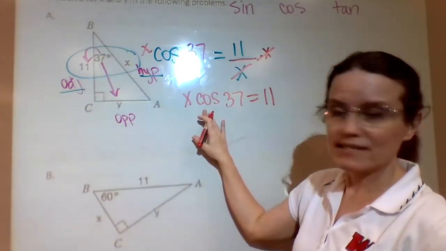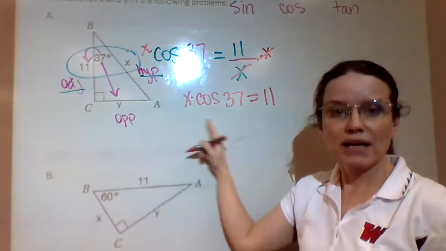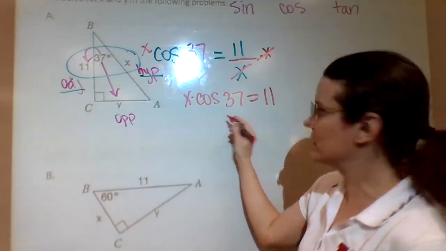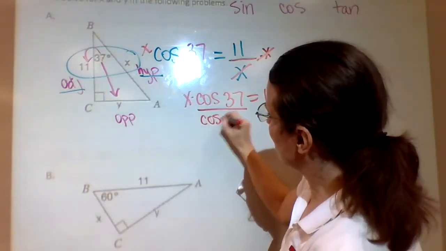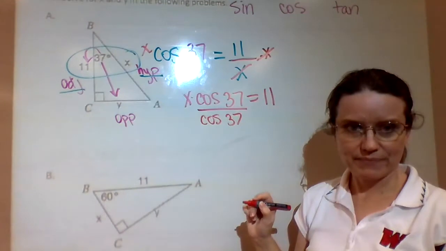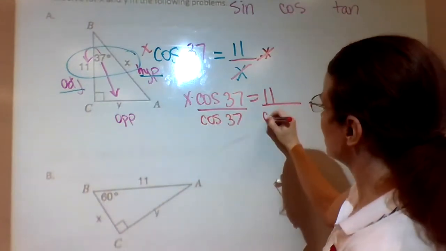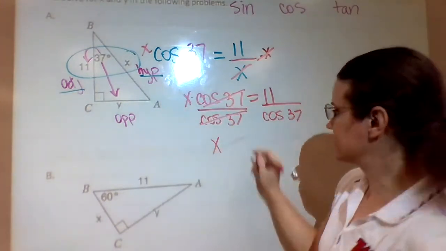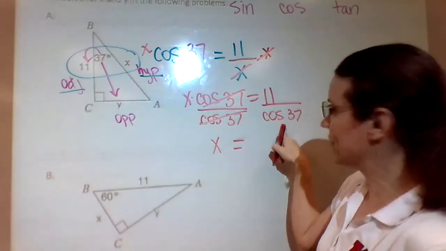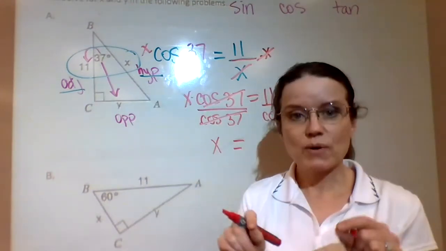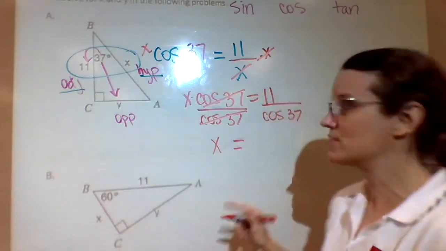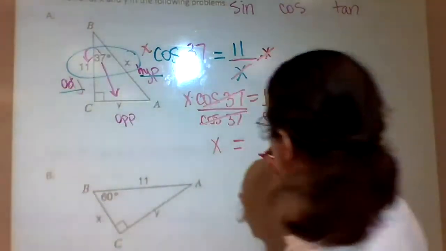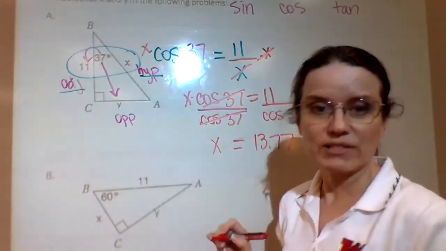Now to get x by itself, I see that x is multiplied by the cosine of 37. To remove the multiplication by the cosine of 37, I need to divide by the cosine of 37. Well, if I divide on the left, I've got to divide on the right. And so those will cancel, and now x will be all by itself. And over here, I just have to do 11 divided by cosine of 37. This is where you type it into your calculator exactly as you said it. So 11 divided by cosine of 37, and that's going to give me 13.77.